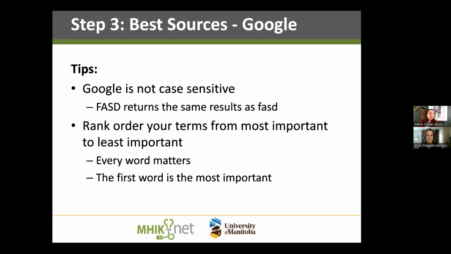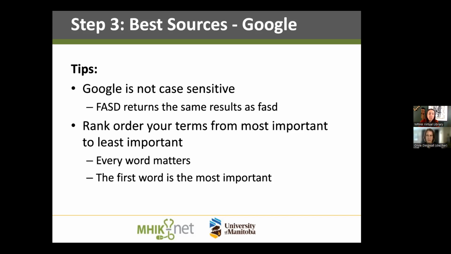So some tips for Google. The Google algorithm will use a lot of different things to generate your search results. So keeping in mind that it's thinking about where you're located when you're searching. So if you're in Canada, it's going to try and rank Canadian sources maybe higher than others. It's going to look at your past search history.